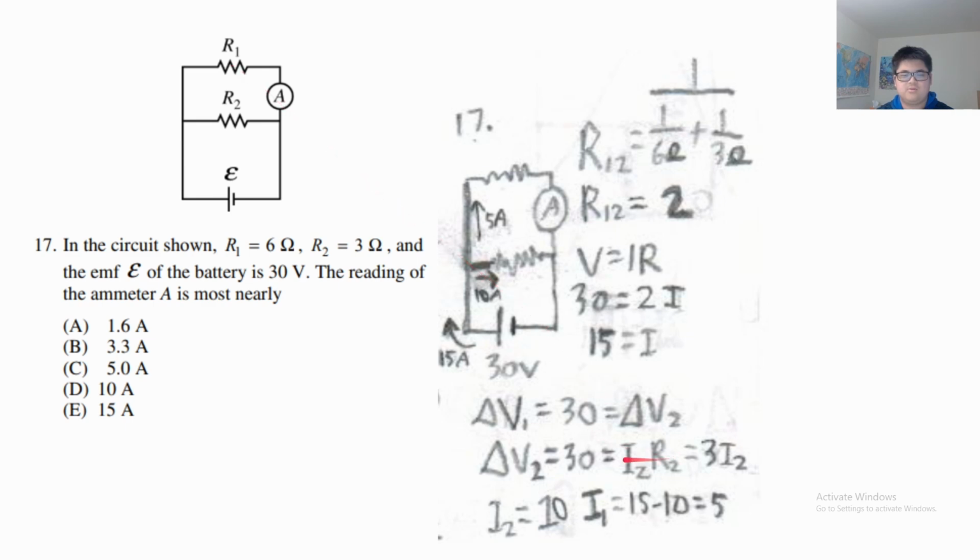So 30 is equal to them, and if you set them equal to each other and do all the math, you'll find that the current traveling through resistor 2 has to be 10 amps. So therefore current 1 is equal to the current here, which is 15 amps, minus the current flowing through R2, which is 10 amps, so you end up getting 5 amps. So the answer to question 17 is C, 5 amps.